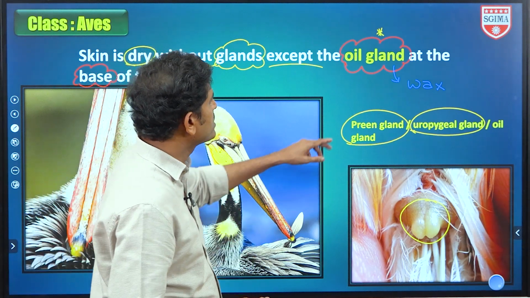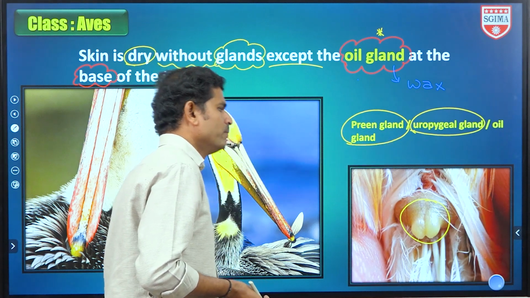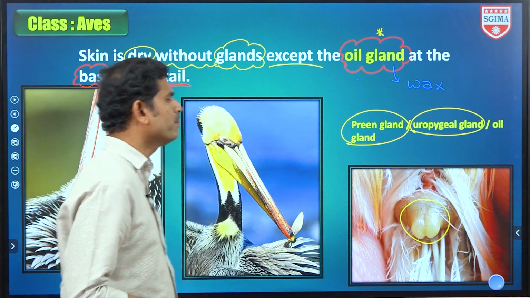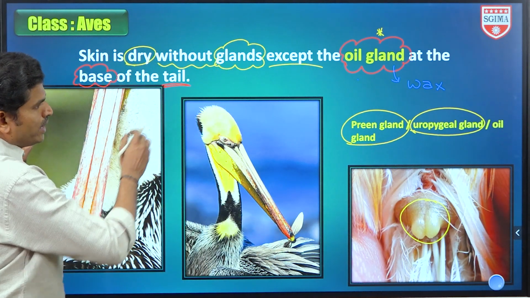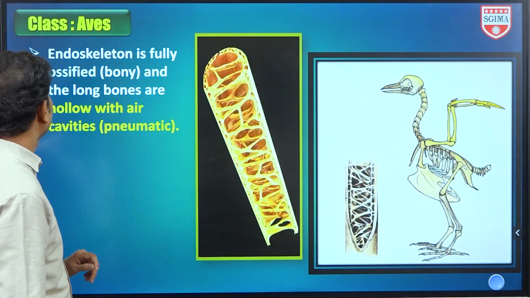So that is about this oil gland, preen gland, uropygial gland. So this is the only uropygial or oil gland or preen gland, present at the base of the tail. Okay, this point is more important. Next slide.